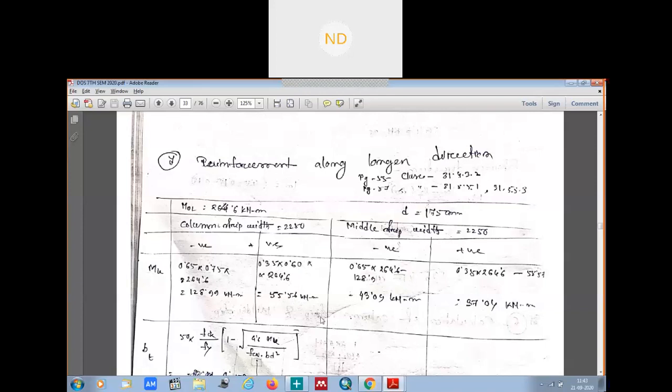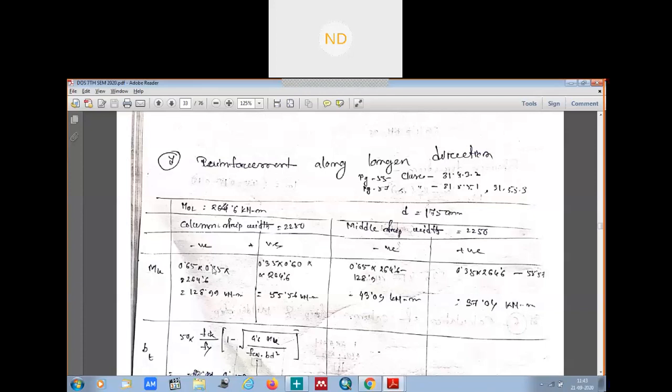So we got our ultimate moment for the column strip positive moment to be 55.56 kilonewton meter. Now again for the middle strip reinforcement, what moment will be developed? Same as for the negative moment, 0.65 is to be distributed. And this is the design moment along the longer direction.